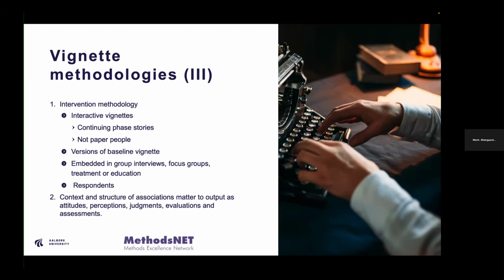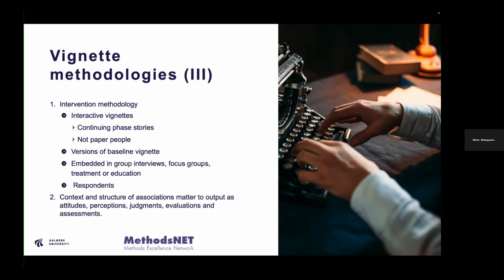So the third way to understand the Vignette methodology is as an intervention methodology. And this is a very powerful tool when you use the Vignette as an intervention methodology. Here what you do is that you very often want to create interactive vignettes, meaning that you create vignettes which have continuing phase stories.